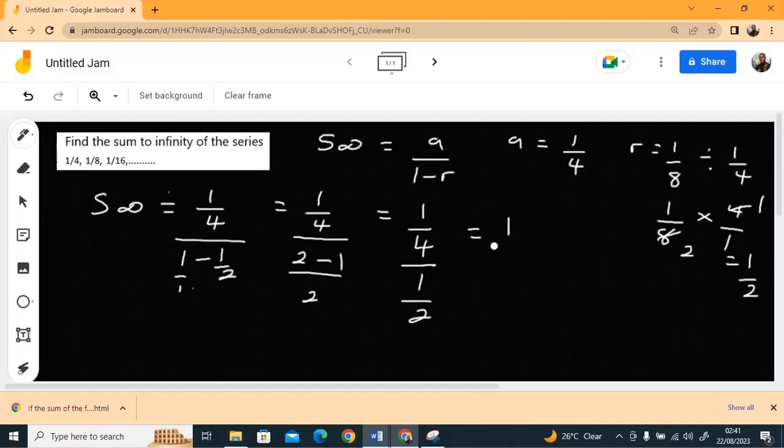It's going to be 1 over 4 divided by, this over means divided, 1 over 2. So I will have 1 over 4 times, this one will go up, this will come down, 2 over 1. 2 here is 1, 2 here is 2. So my final answer, 1 times 1 is 1, over 2. So here, my sum to infinity is 1 over 2. So that is that for that.